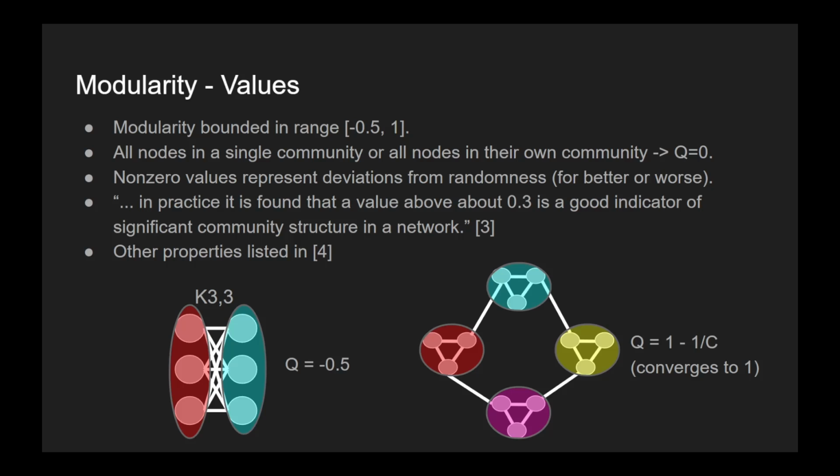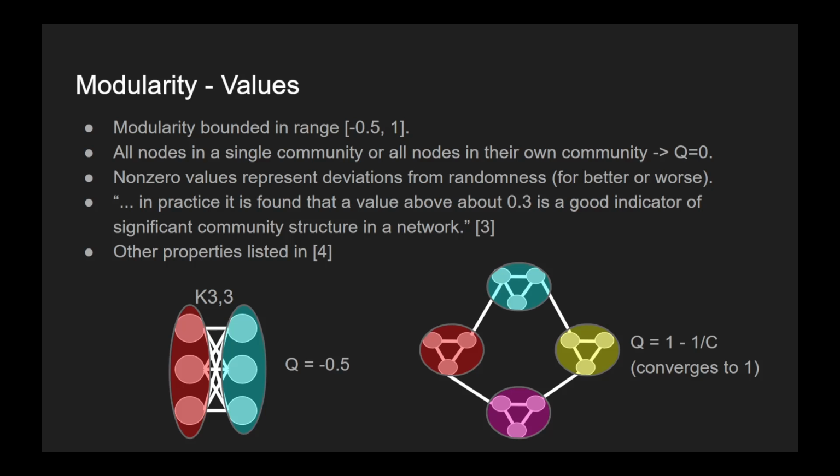Alright, let's talk about some modularity values and what they mean. So first, modularity is bounded in the range of negative 0.5 to 1. So the best case is your communities give you modularity value 1. The worst case is negative 0.5.